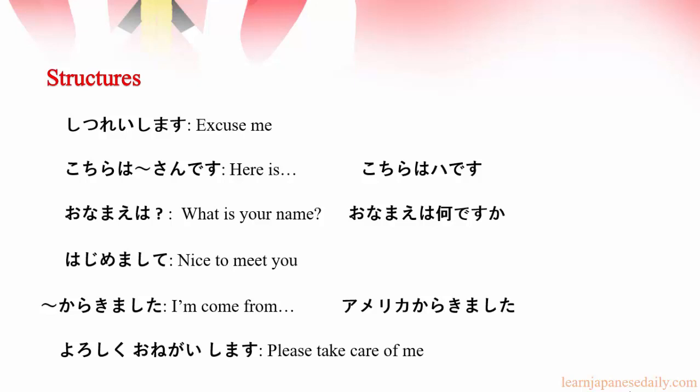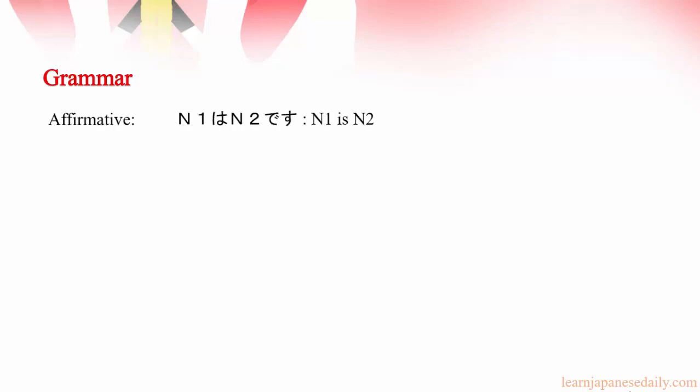It sounds interesting, right? So we have already gone through the vocabulary and some structures. Let's move to part 2, which is grammar. The first sentence you learned is an introduction sentence. It can be said that this sentence will be the basic sentence that will be used frequently. The structure of the affirmative sentence is N1 wa N2 des. It means N1 is N2. Here, N1 and N2 are nouns, and the particle is wa.